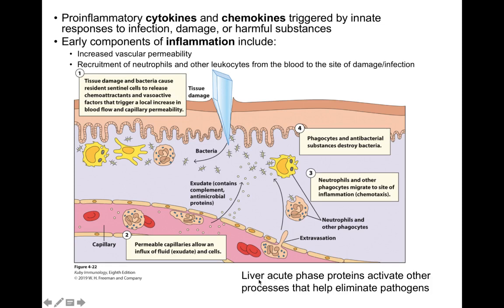You can also get, from the cytokines that are released in this area, the activation of the liver to make acute phase proteins. That will also help eliminate the pathogens that have come in here.